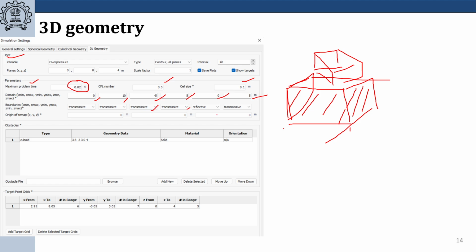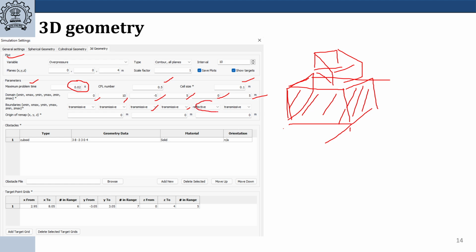If you keep a reflective boundary, it will be like an explosion occurring inside a cube, with your structure placed inside a cube where every wall is reflecting. It will be a scenario where the structure is surrounded by other structures, and then you will use that reflective boundary to simulate the condition.